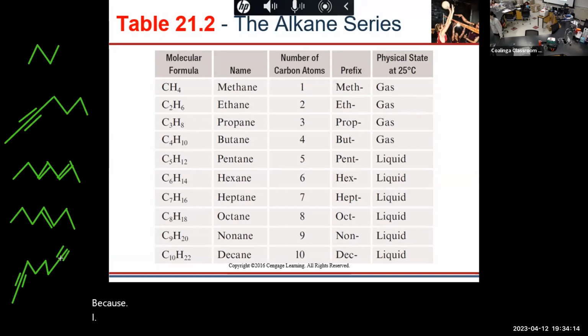If it ends with A, it's single. If it ends with E, it's double bonds. And if it ends with I, it's triple bonds. You can have both, but you can't just go and do double it.